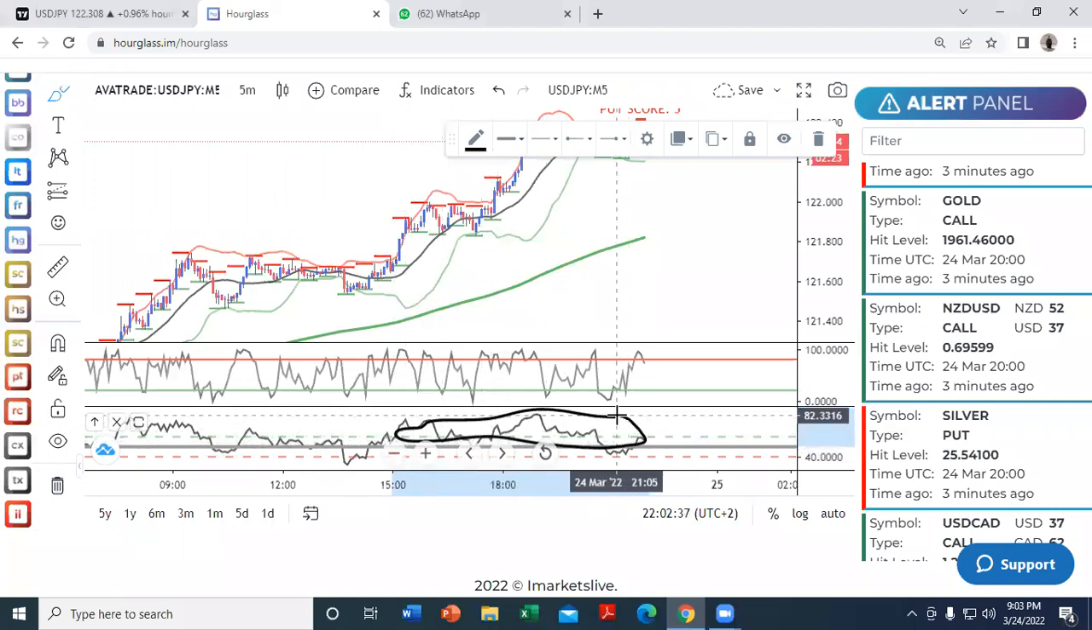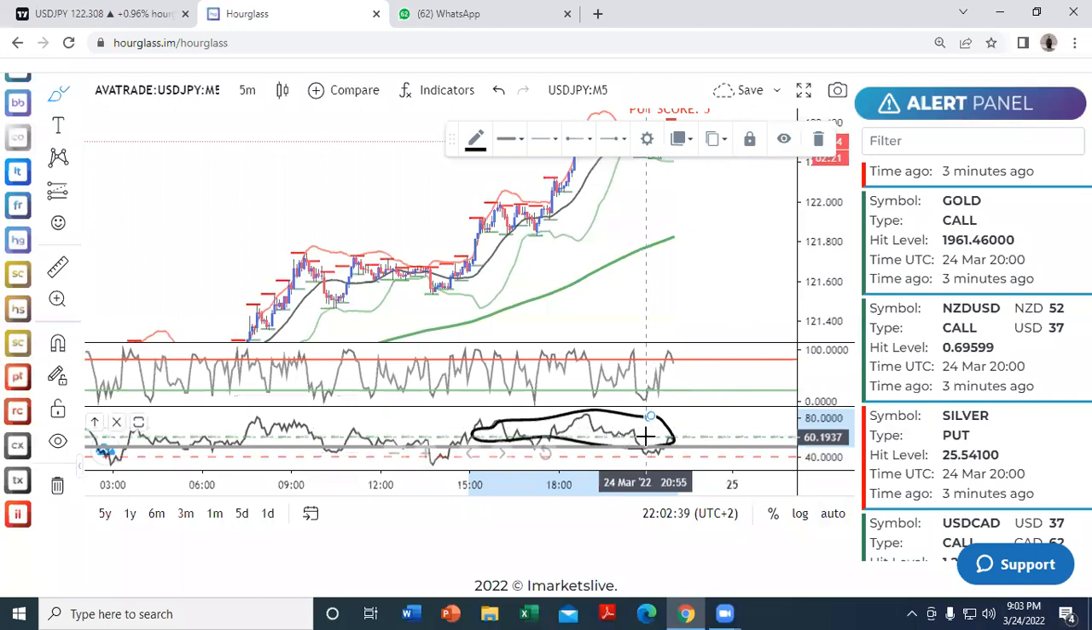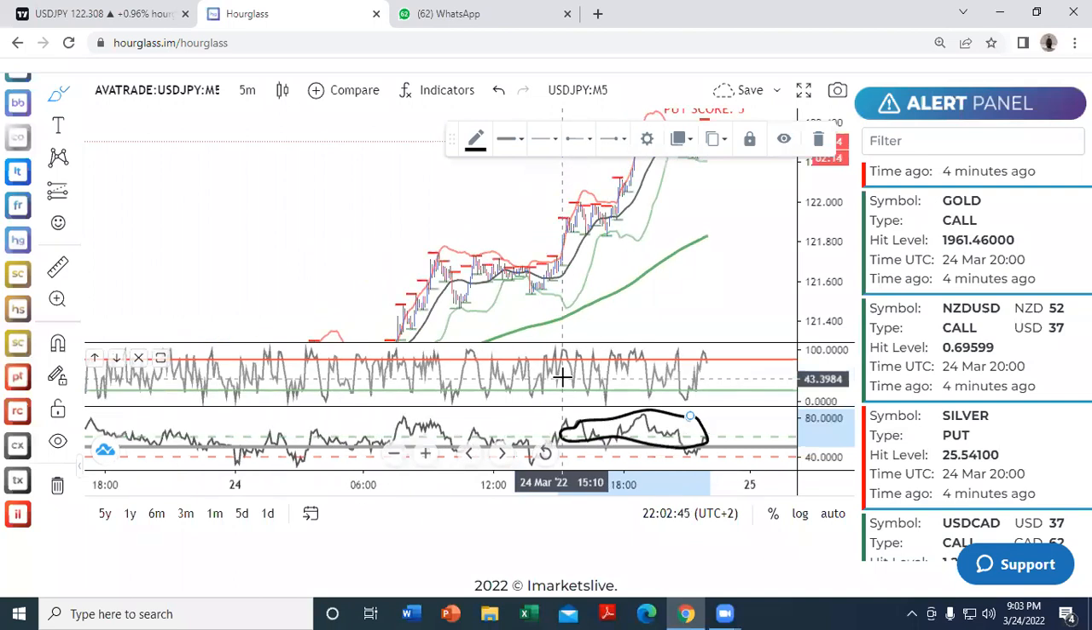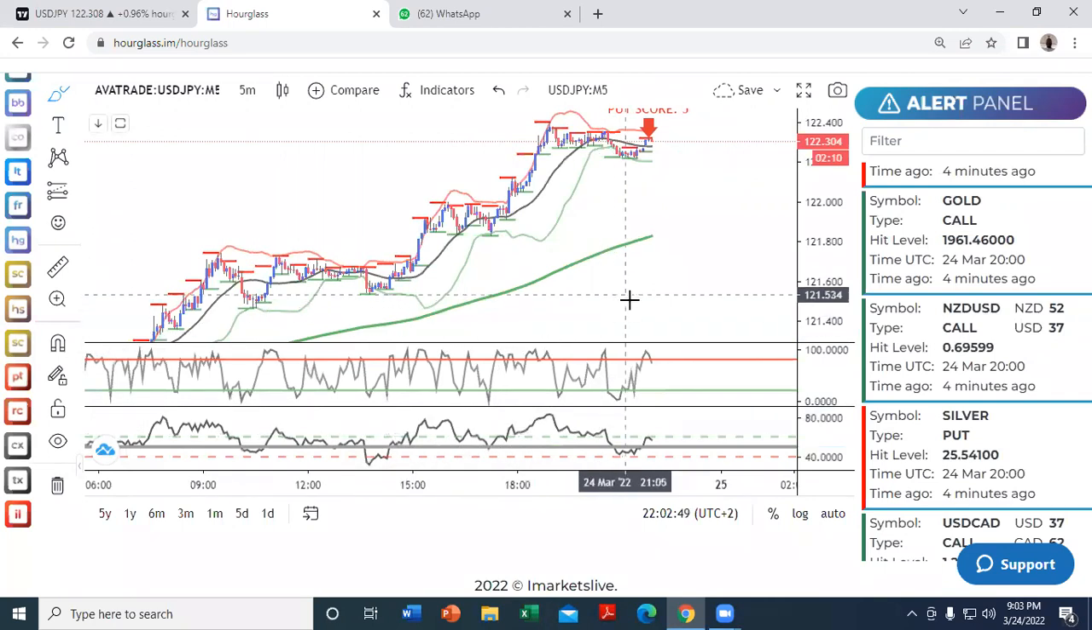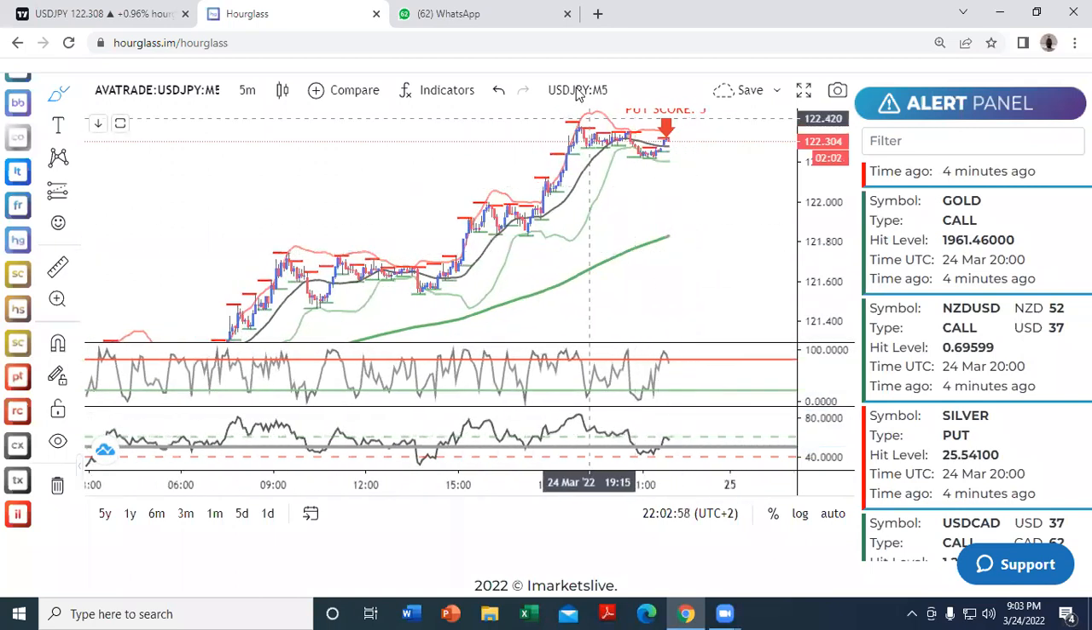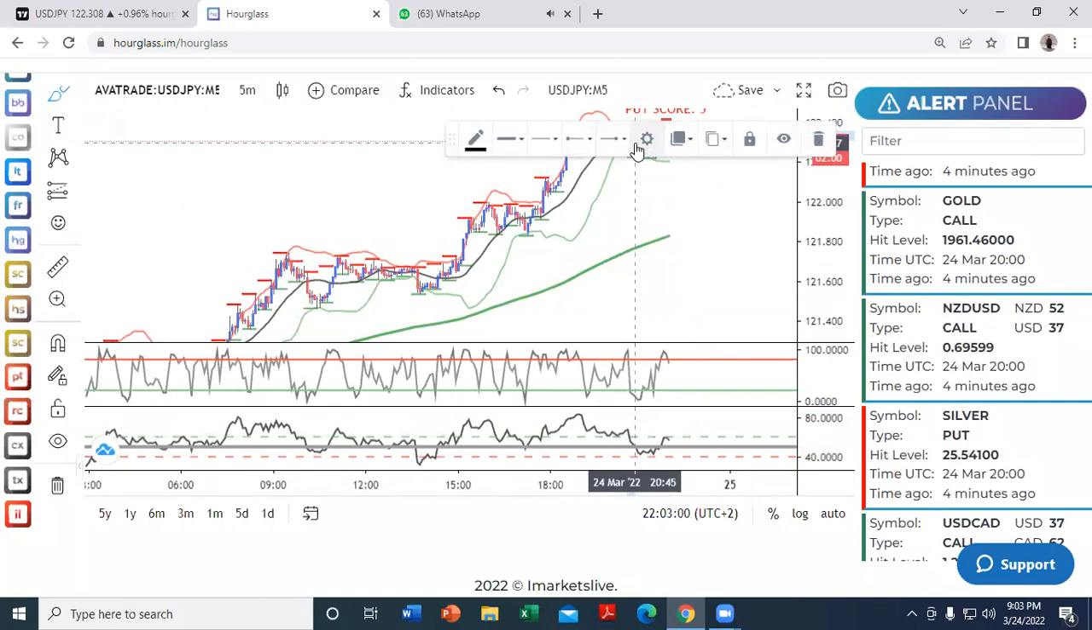Guys, trust me, this RSI is very, very important. It's very important because it shows you the trend of the market. And the reason why I like it in particular is that it shows you where the market is giving a retracement. What do I mean? Look at where the market retraces here, and around here.